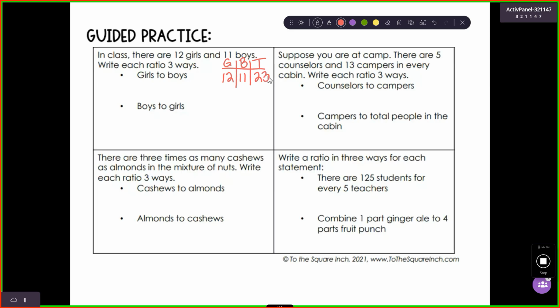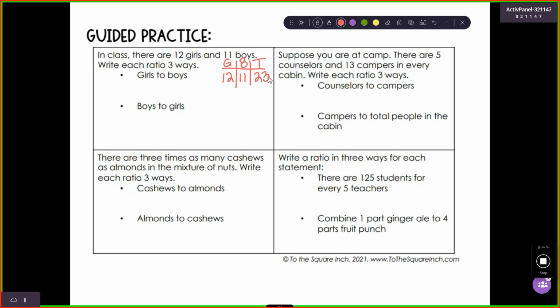Okay, so 12, 11, 23 is what I have written, and make sure you put that correctly there, because if you don't, you'll mess up your ratio when you write it. So what does it say in this order that matters that I have to do first? Girls to what? If it says girls to boys, you have to write it that way. So we're going to write it real quick.